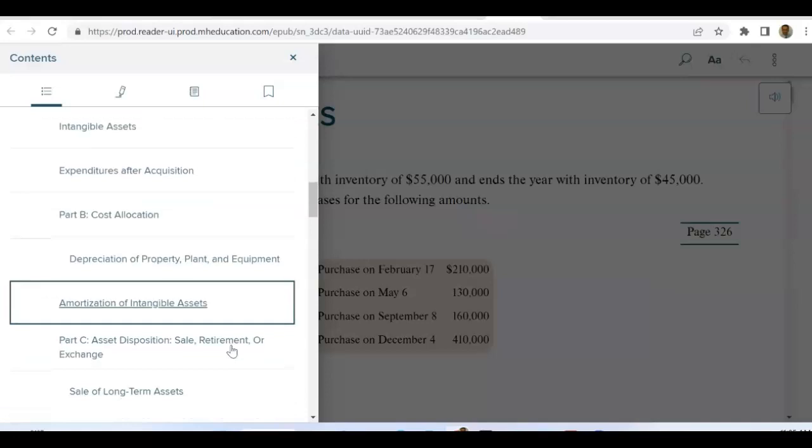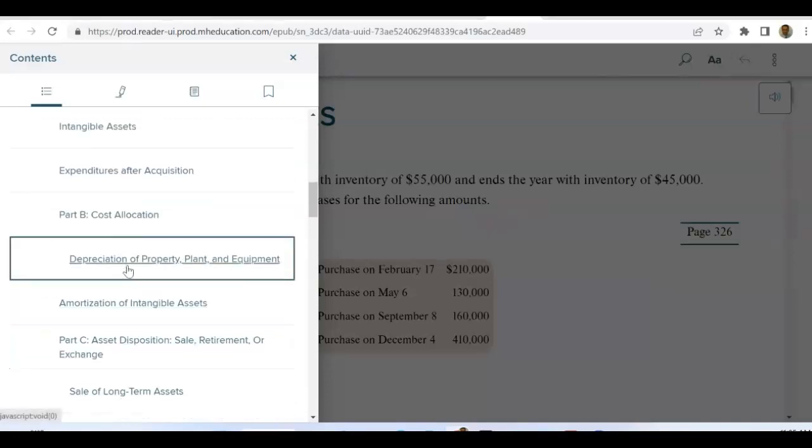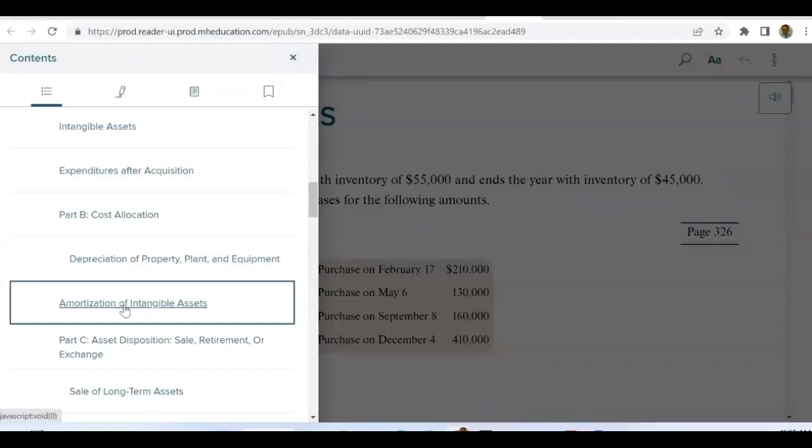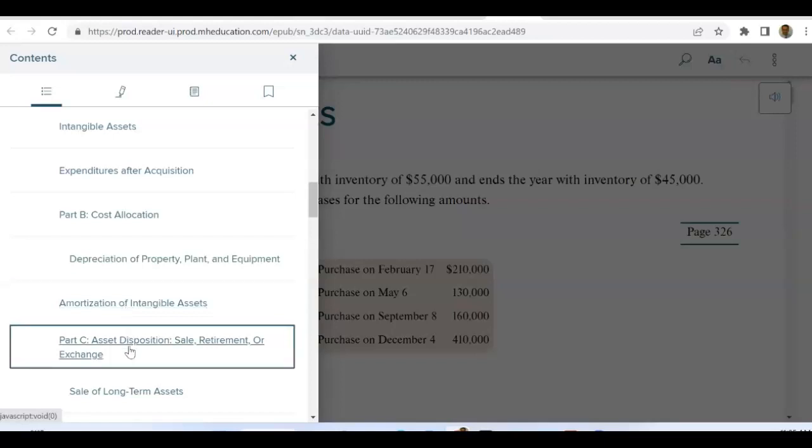Okay. So you're gonna learn how to depreciate the property, plant, and equipment. You're gonna look at the amortization of intangible assets. And also you're gonna learn what type of journal entry you normally recognize when you dispose of any of your assets, or sell them, or retire them, or exchange them for another asset.